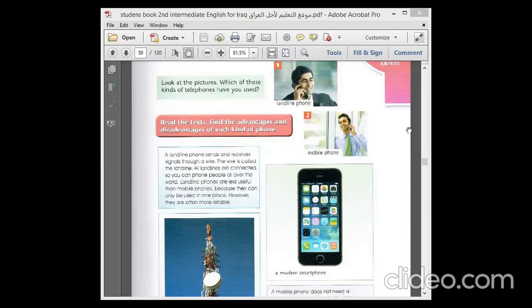Now, it's easy, right? Here in these two texts, you can find the general advantages and disadvantages of mobile and landline phones. But concerning your homework, I want you to write about the advantages and disadvantages of mobile phones out of your own mind, okay? Depend on yourselves. Now let's move to the activity book on page 71.